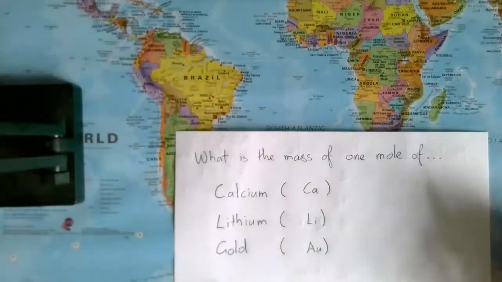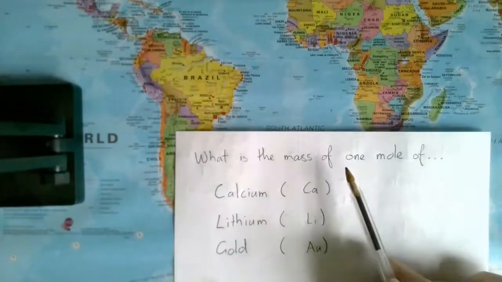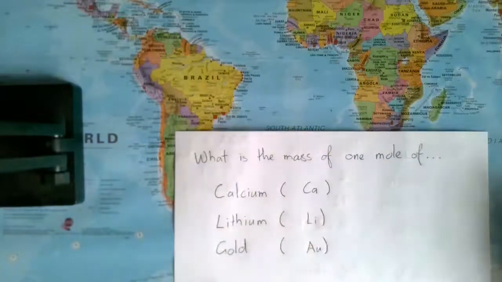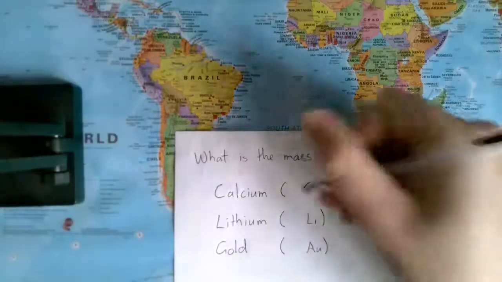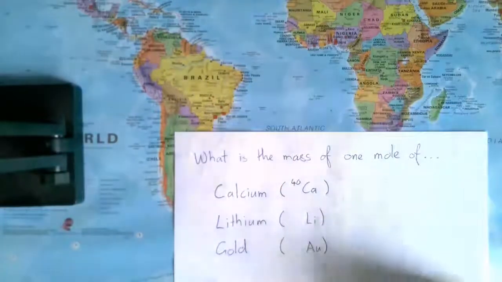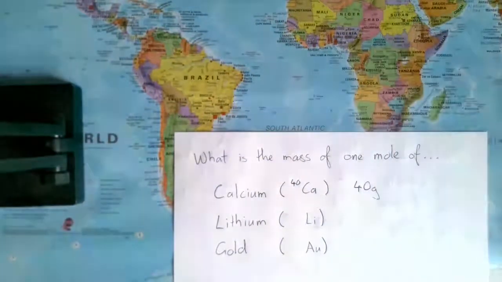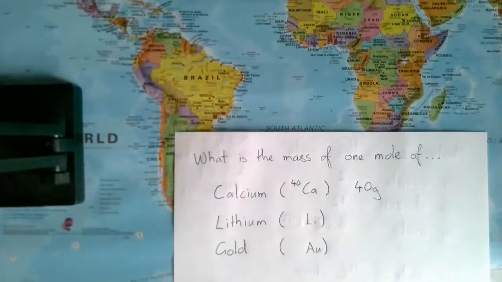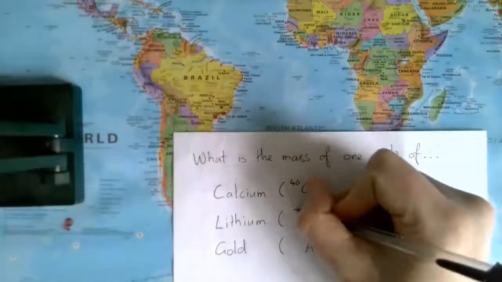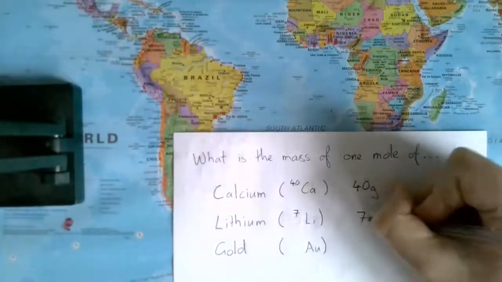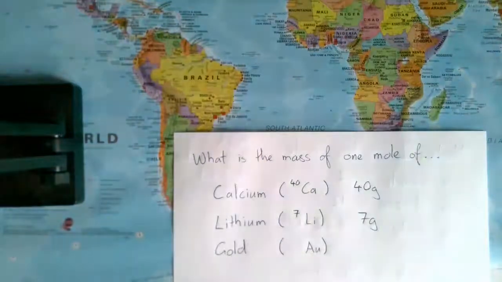So you might get a question in an exam, what is the mass of 1 mole of, and then here are 3 elements that I've picked at random. If you want, pause this and look them up and try them yourselves. So you look up, calcium's number in the periodic table is 40, so 1 mole is 40 grams. Again, if you want to try the other 2. So lithium is 7, so 7 grams would mean you've got 1 mole of lithium.